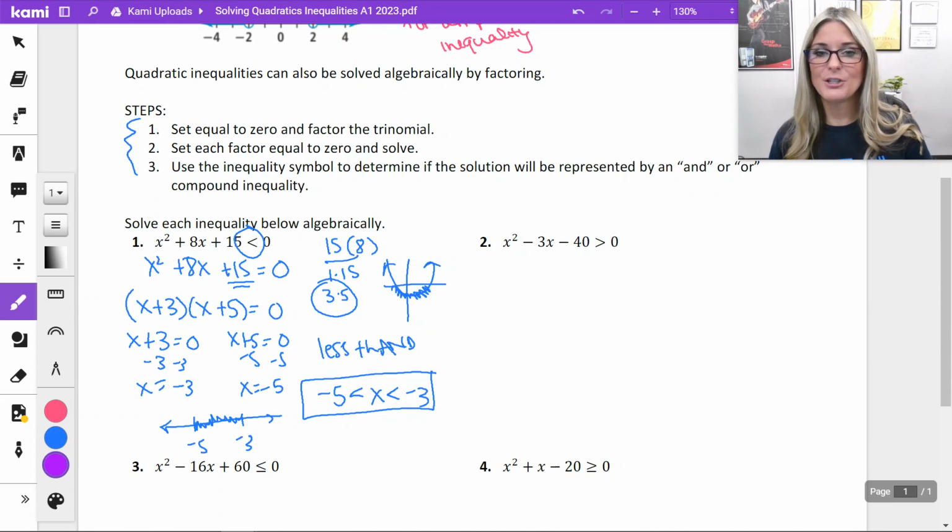Let's try again with number 2. X squared minus 3x minus 40 is greater than 0.